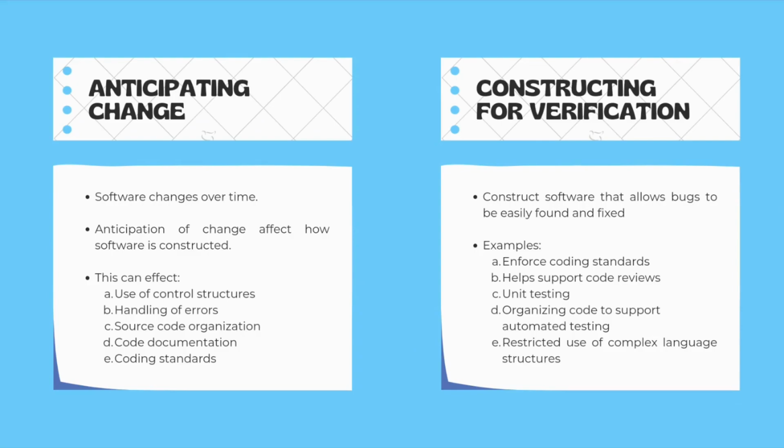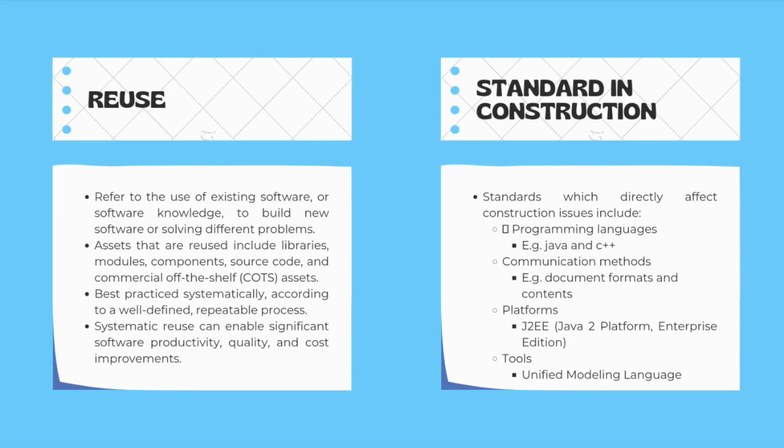After that, constructing for verification. Constructing software that allows bugs to be easily found and fixed. For example, enforcing coding standards, supporting code reviews, unit testing, organizing code to support automated testing, and restricted use of complex language structures.